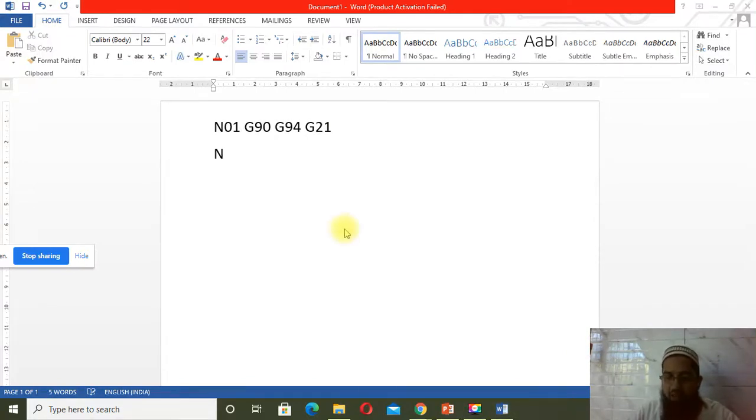Again I am writing the sequence number 2, N02. Next I can start the tool, so I am writing M03, start of the spindle. After that I write the speed, which I am taking here as 1000. It is always indicated by S. The feed rate is indicated by F 250. That is sequence number 2.